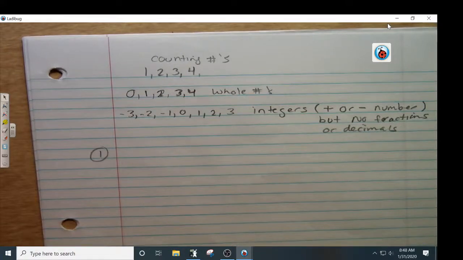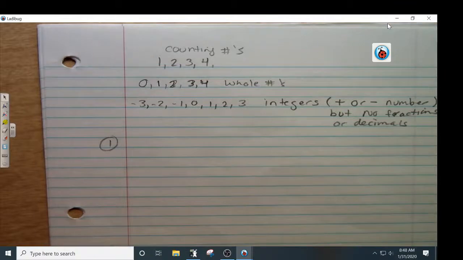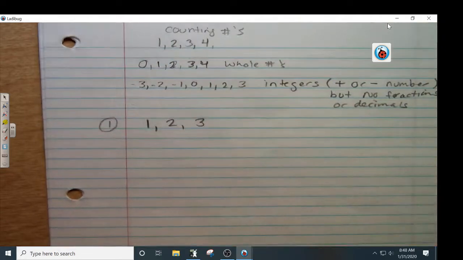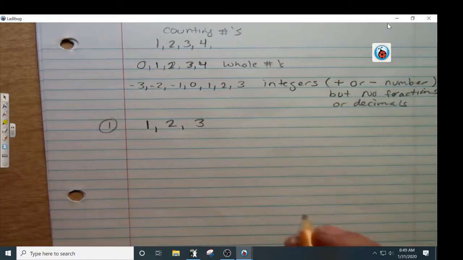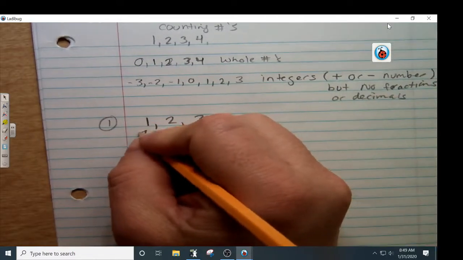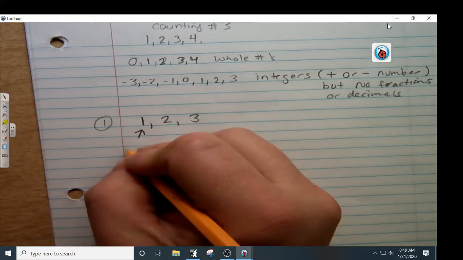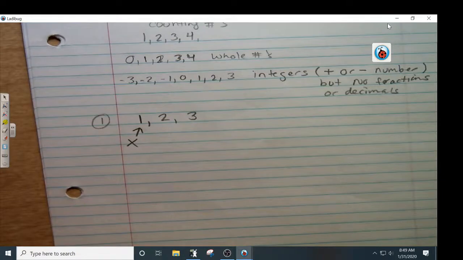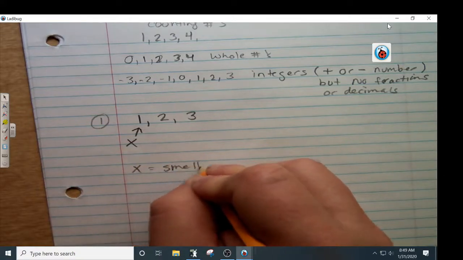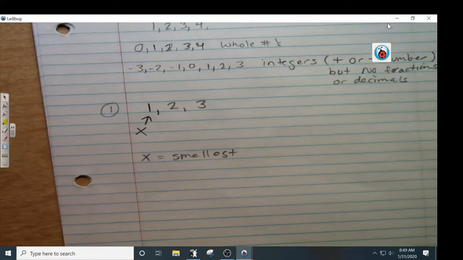Okay, now let's try something real easy so we can get our formula down. Now 1, 2, and 3, are those consecutive integers? They are 1, 2, 3. Now, to get the formula we're going to use, we're going to use some variables. Okay, I'm going to let my smallest one be x. So x is smallest.